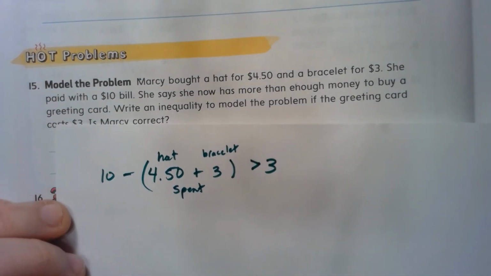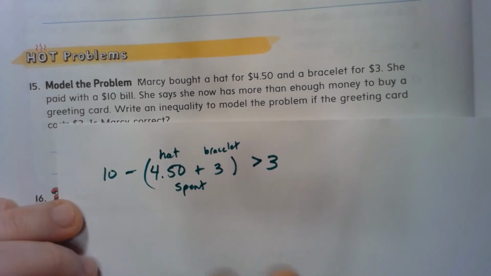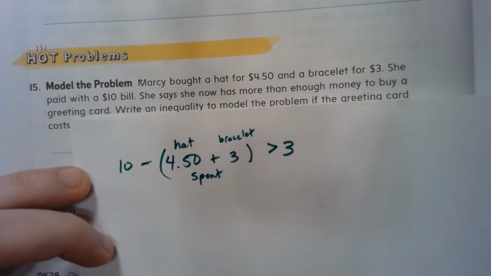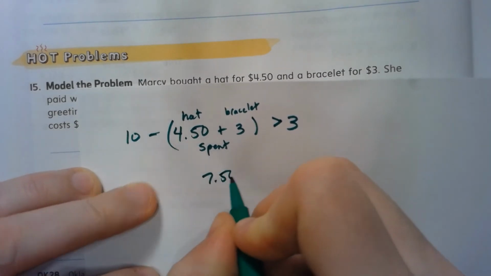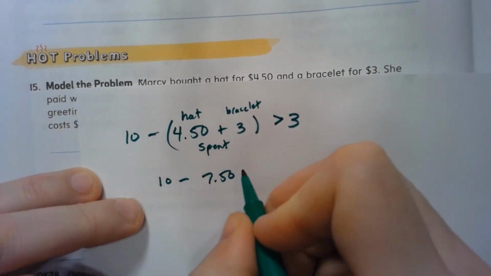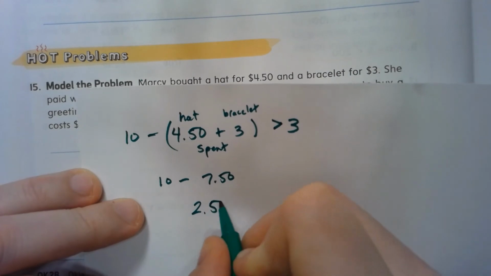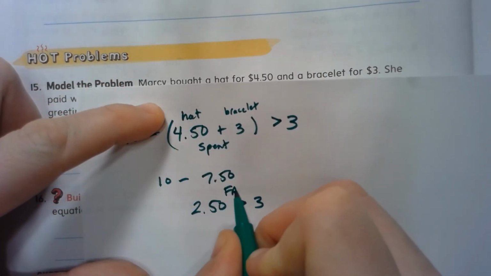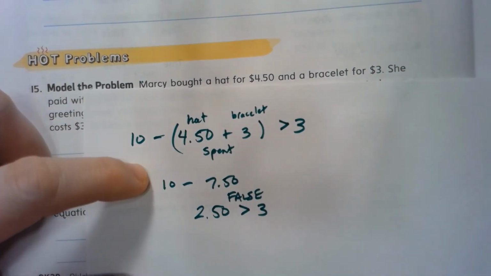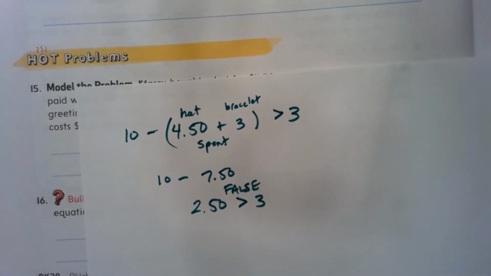We now need to determine if this is true. So we're going to go ahead and solve this. $4.50 plus $3, that's $7.50. If we take $10 minus $7.50, that's $2.50, and that is not greater than 3, so this is a false statement. Marcy was incorrect. She does not have enough money to buy a greeting card.